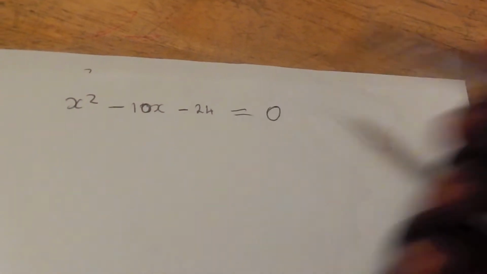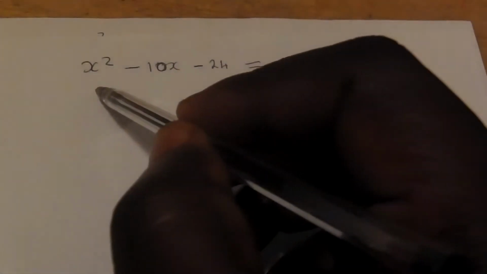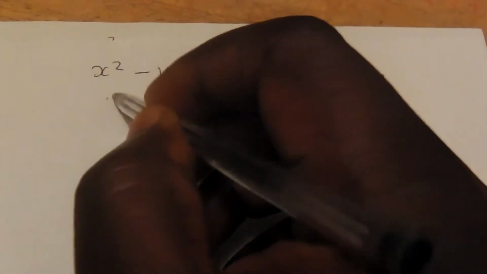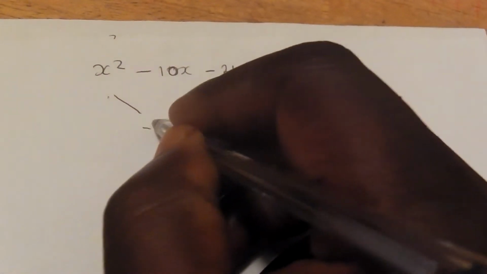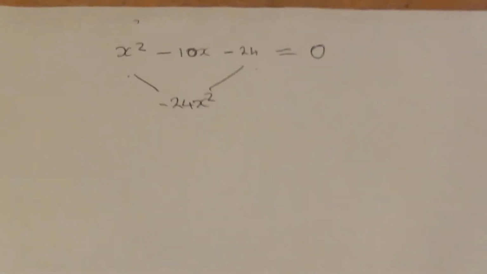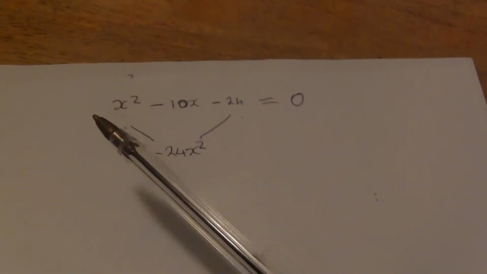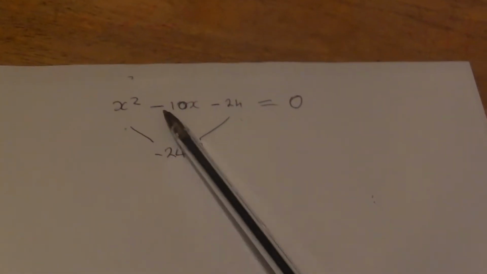For example, the one where both the signs here are negative. For example, here we've got x squared minus 10x minus 24 is equal to 0. Okay, so just like we did on the last two, we multiply the first term times the last term to get negative 24x squared. Now we look for two factors that when you multiply them together they give us negative 24x squared, and when you add them together they give us negative 10.